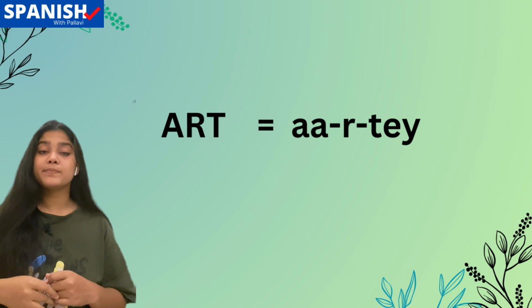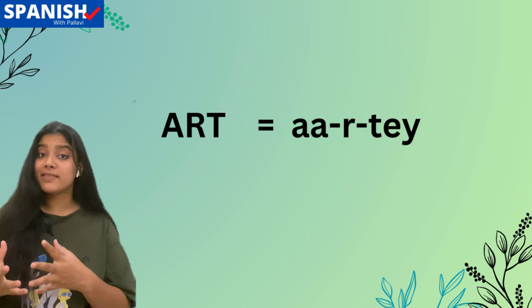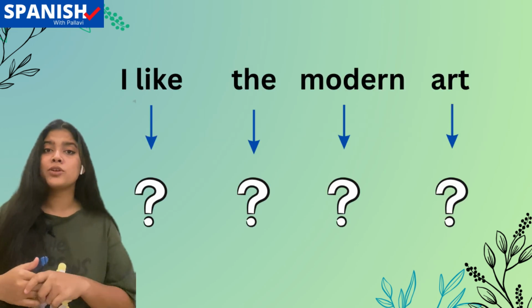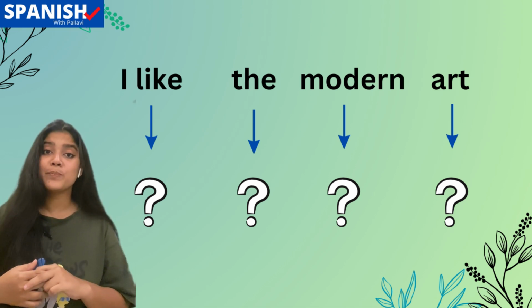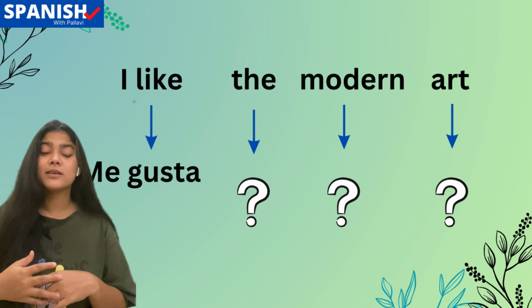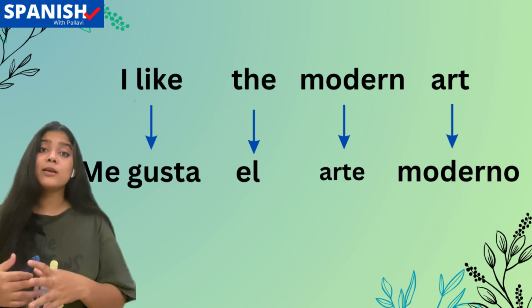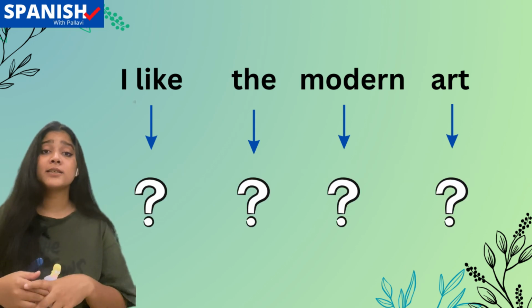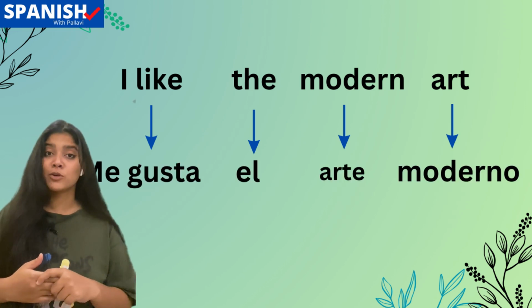Next. This word is art. And how do you say that in Spanish? Arte. The example will be, I like modern art. How do you say that in Spanish? I like will be me gusta. Modern art will be el arte moderno. So the whole sentence will be: Me gusta el arte moderno.